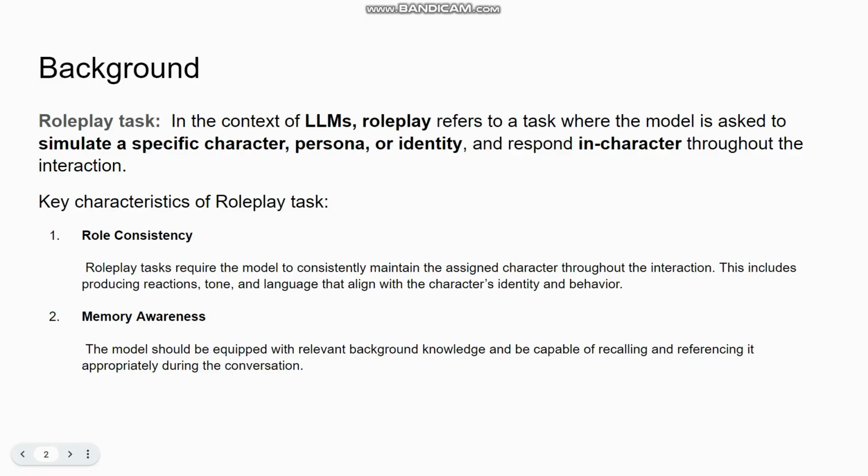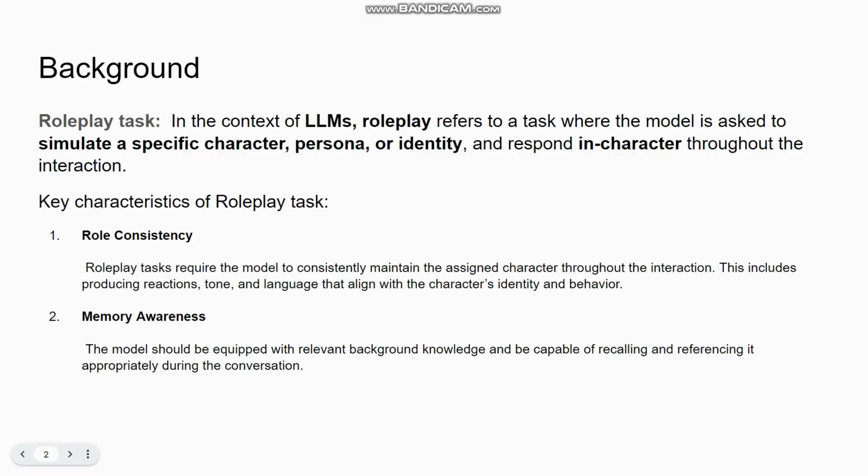Role-play task. In the context of LLMs, role-play refers to a task where the model is asked to simulate a specific character, persona, or identity and respond in character throughout the interaction.